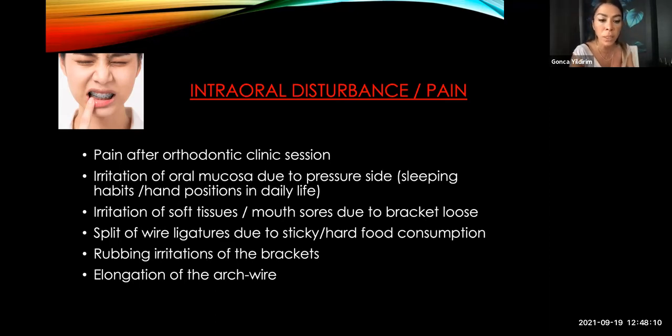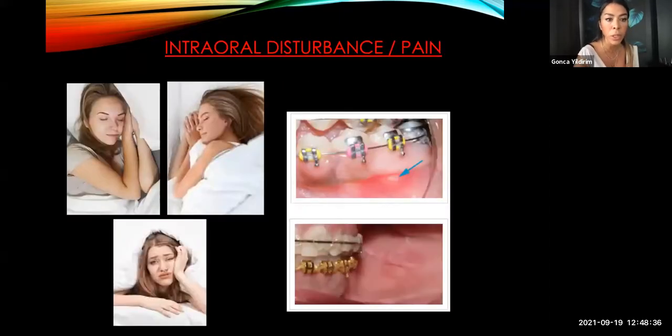The most common thing is the elongation of the arch wire at the beginning of the treatment, because the wires we use at the beginning are thin and slide so easily, and they can come out from the distal side of the tube. That's why we call them poking wires, and they disturb the patient's retromolar area. As we see, according to the sleeping side or hand position, you apply pressure to your cheek and intraoral areas with the braces.